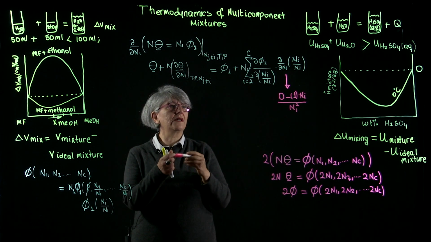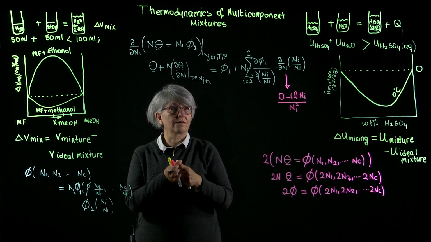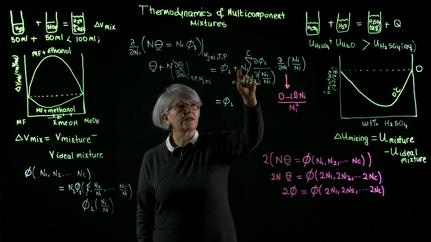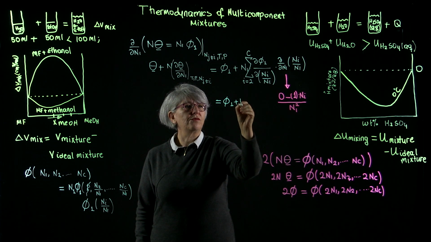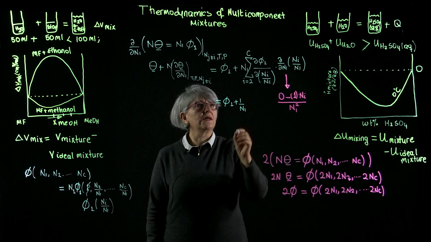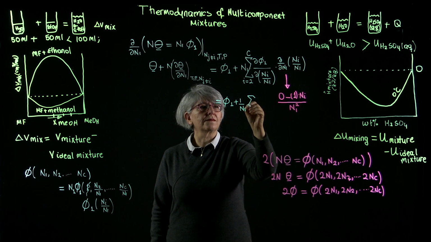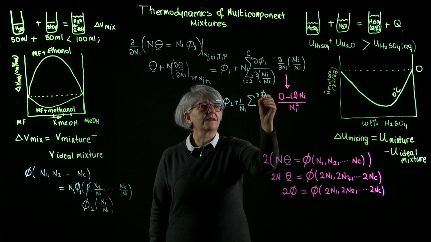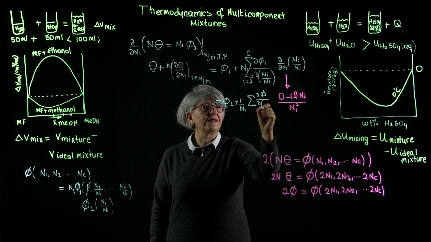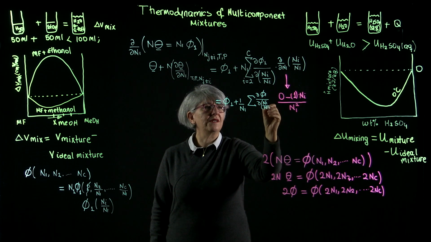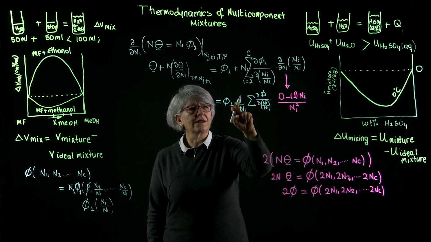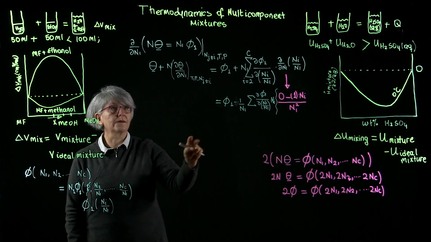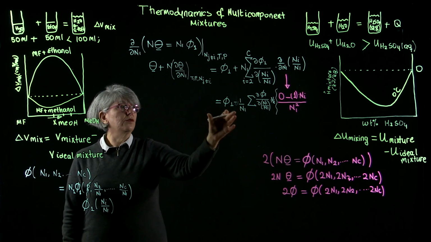So this term becomes phi 1. This n1 squared cancels with that one, plus 1 over n1 times the summation of del phi 1 over del ni over n1 times ni. Now I'm going to multiply both sides by n1.